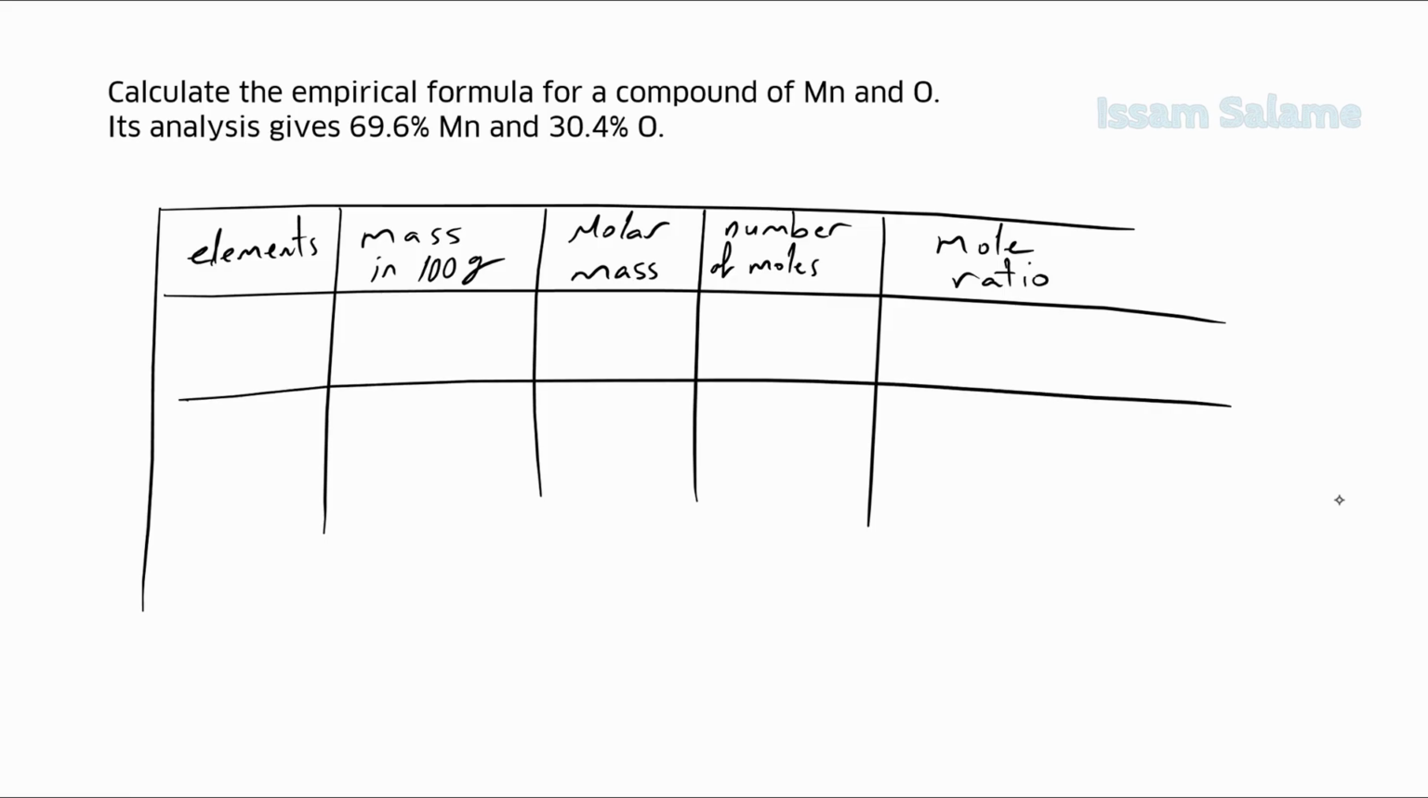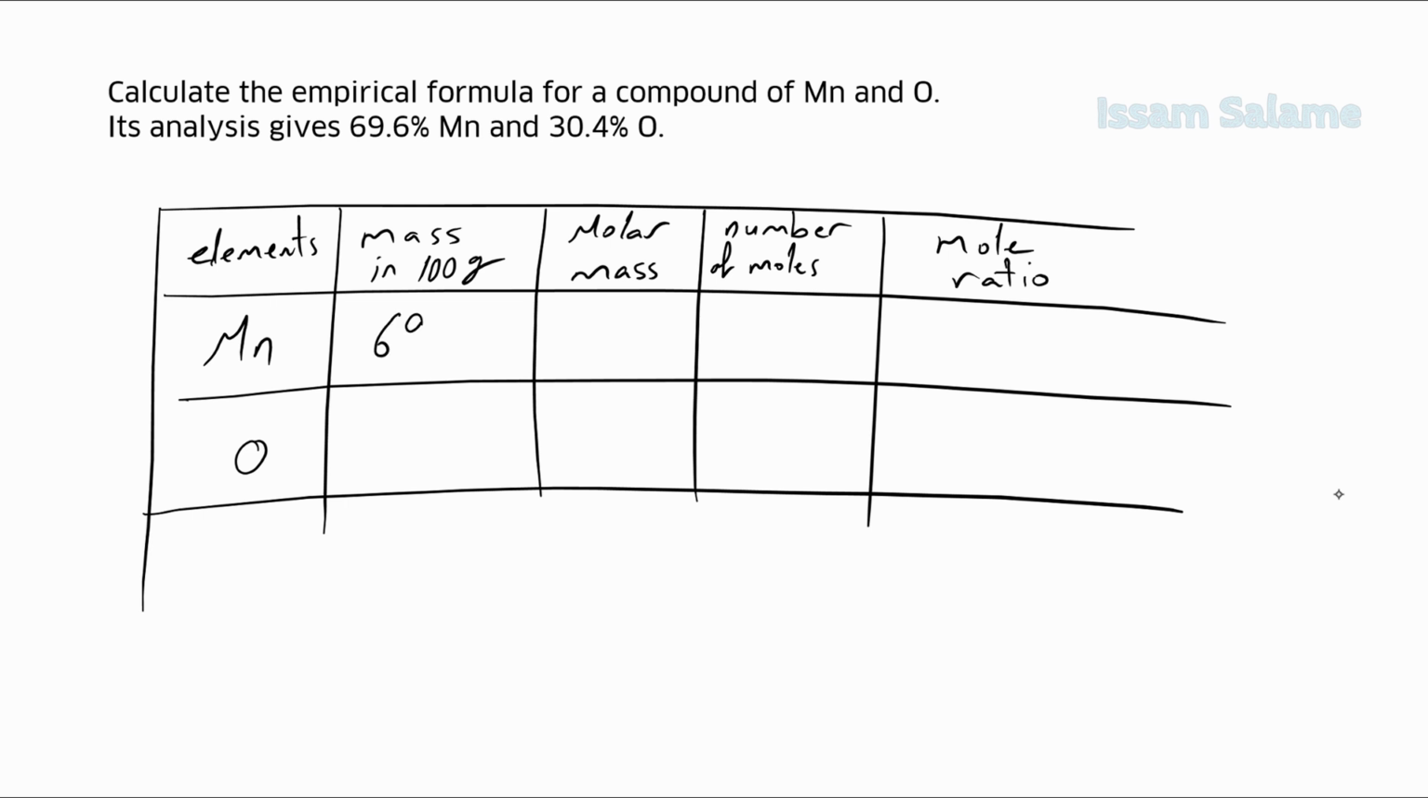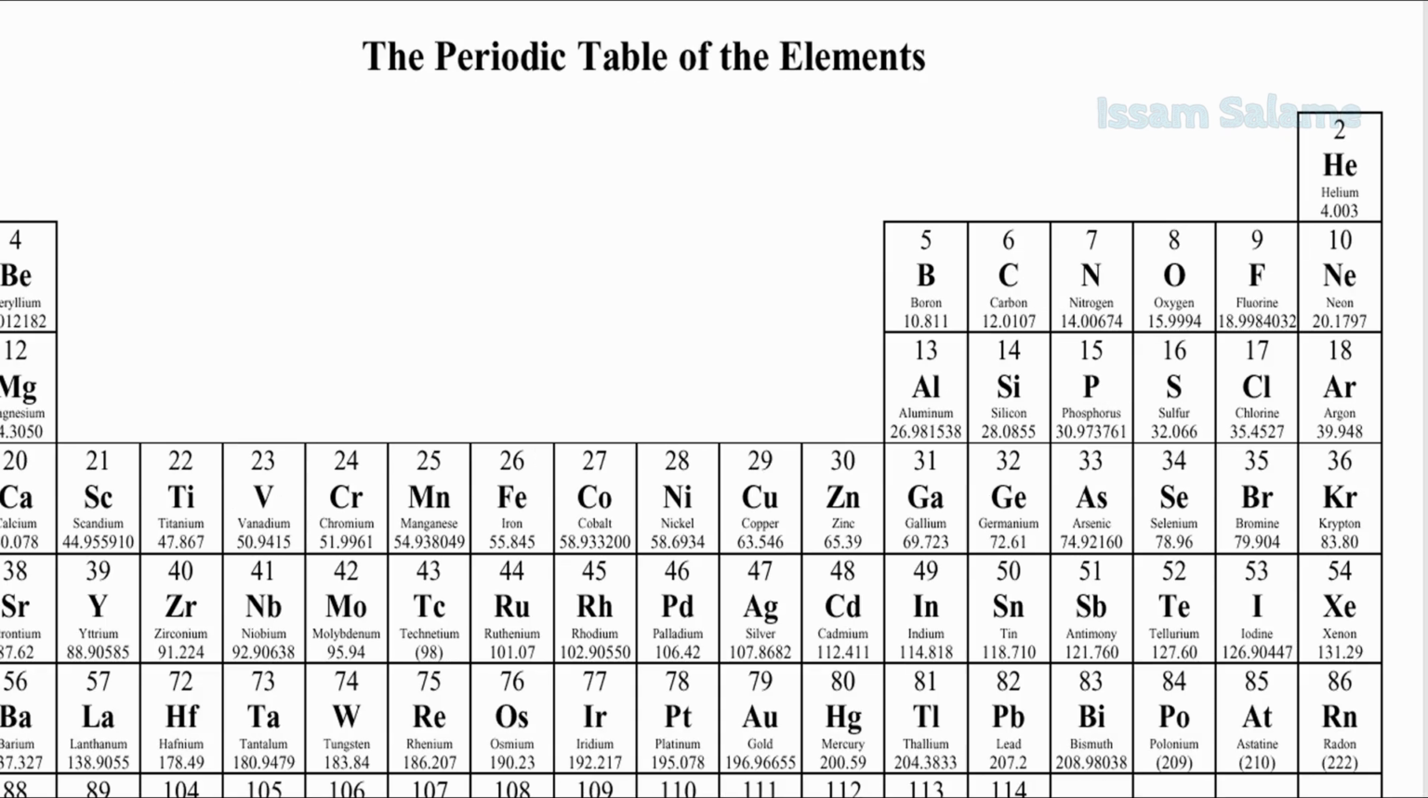So we list the elements that we have, manganese and oxygen, in two different rows. Then we write their mass in 100 grams, which, as I told you, is the same as their percentage. For manganese, it's 69.6, while for oxygen, it's 30.4. Then the molar mass, we find it in the periodic table. As you can see, the molar mass for manganese to the nearest tenth is 54.9, while the molar mass of oxygen to the nearest tenth is 16.